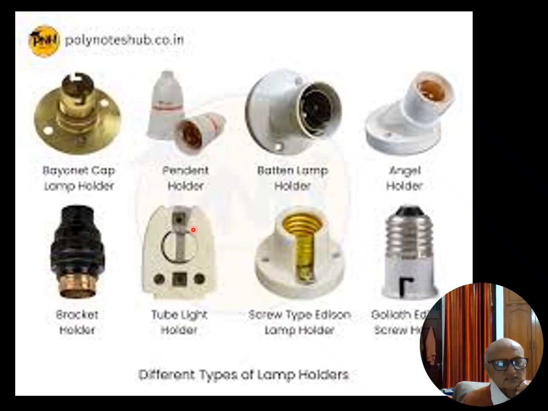This is a tube light holder. This is a screw type Edison lamp holder. Same thing, but for smaller lamps, normally provided for lower voltage, and similar different types of holders.